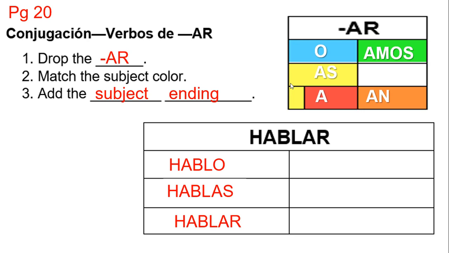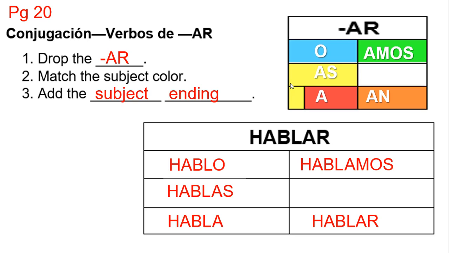He or she, start with hablar, drop the AR, and add an A. Habla, he or she speaks. Hablamos is the we form. We have hablar, drop the AR, add AMOS. Hablamos, we speak. And the ellos, ellas, ustedes form, again, drop the AR and put AN at the end. So hablan is they speak or you all speak. So we always are going to drop the AR and replace it with one of these endings.